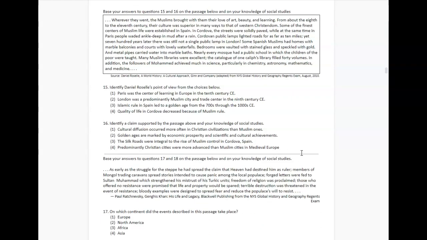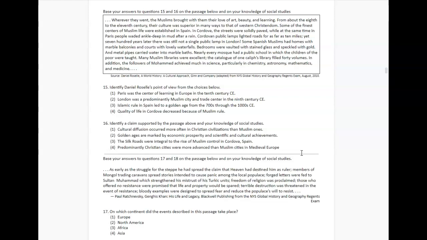Questions 15 and 16 are based on this passage below. It says, wherever they went, the Muslims brought with them their love of art, beauty, and learning. From about the 8th to the 11th century, their culture was superior in many ways to that of Western Christendom. Some of the finest centers of Muslim life were established in Spain. In Cordova, the streets were solidly paved, while at the same time in Paris, people waddled ankle-deep in mud after a rain. Cordovan public lamps lighted roads for as far as 10 miles. Yet 700 years later, there was not a single public lamp in London.